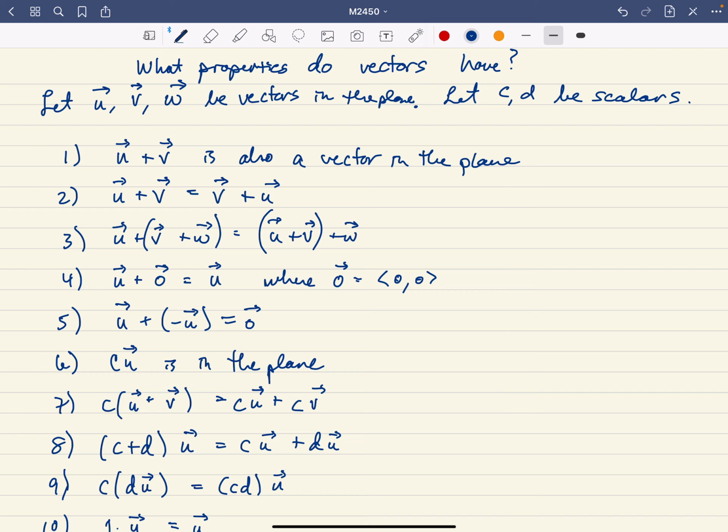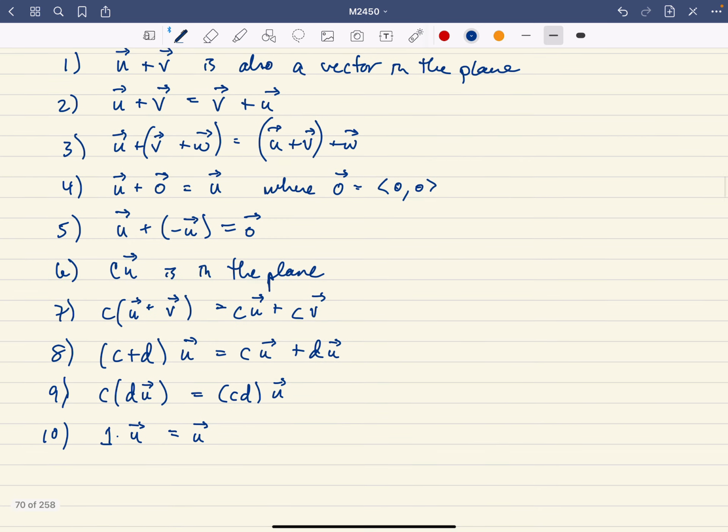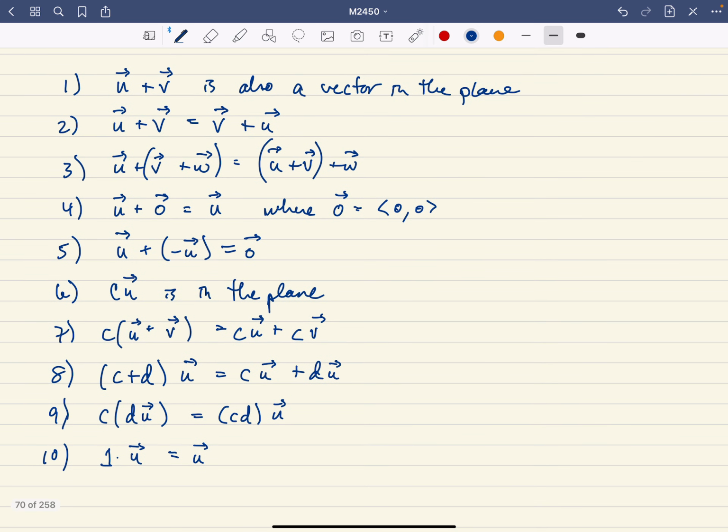So the first property that vectors have is that if you add two vectors together, you get another vector, that's third vectors in the plane. So if you add two vectors in the plane, you get another vector in the plane. The second property is that if you add two vectors, the order doesn't matter. So u plus v and v plus u are the same. If you travel along u and then v, or v and then u, you'll get the same thing. So we say that addition is commutative. Commutative is a fancy word for saying the order doesn't matter. Okay, so addition is commutative.